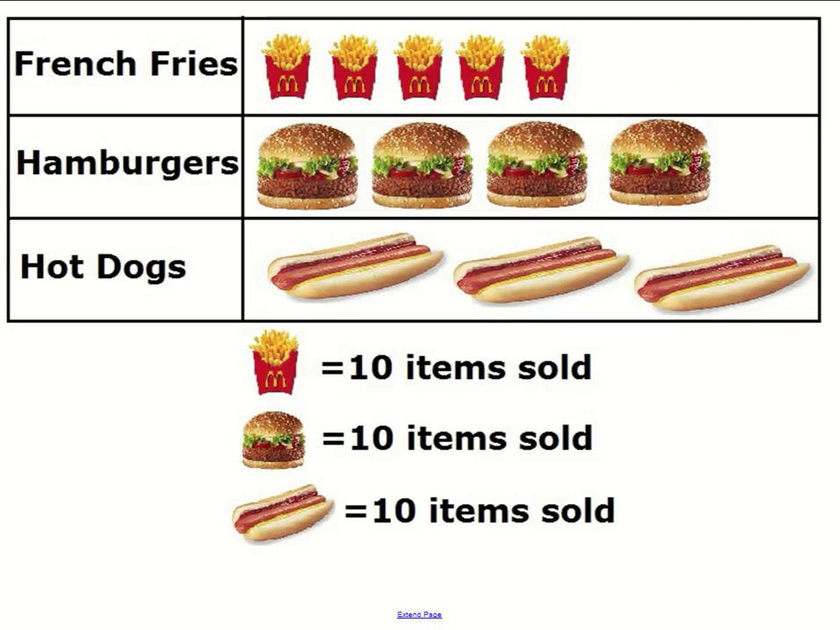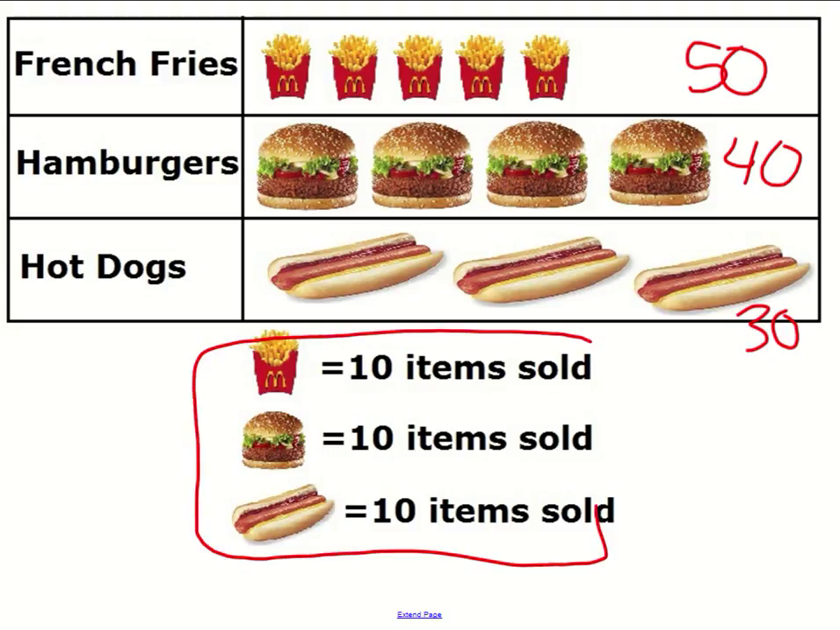It's the same thing with this next one with French fries, hamburgers, and hot dogs. If each French fry is 10, that means there's 50 French fries sold here. Each hamburger is 10, that means there's 40. Each hot dog is 10, that means there's 30. Hot dogs appears to be the biggest portion. However, if we're following the key that they gave us down here, hot dogs is actually the least. And so definitely the labels and the images can be very, very misleading.